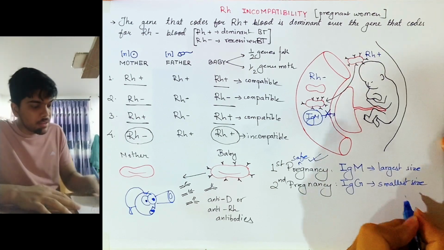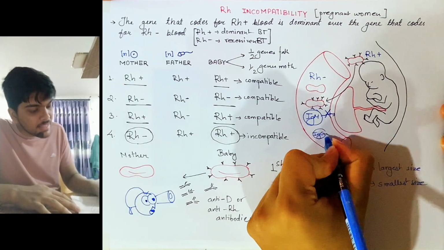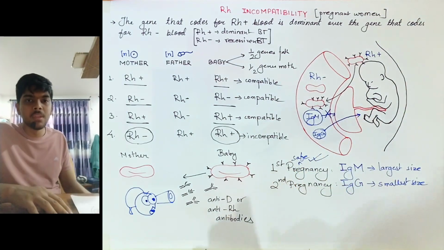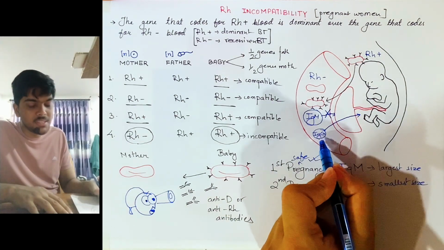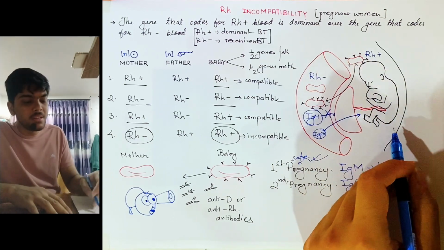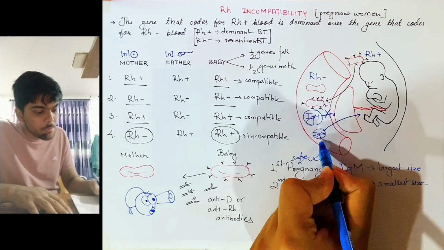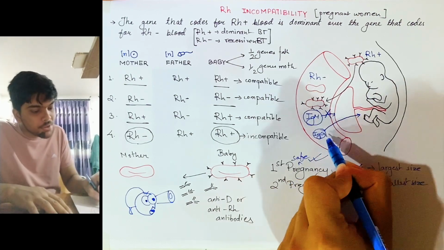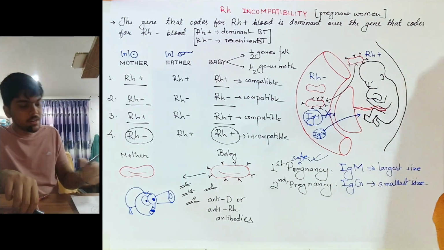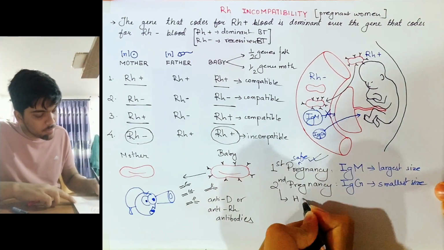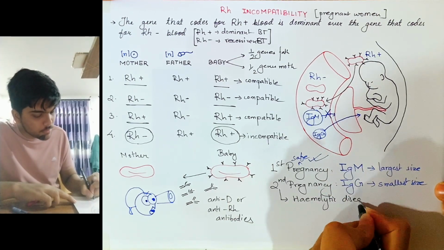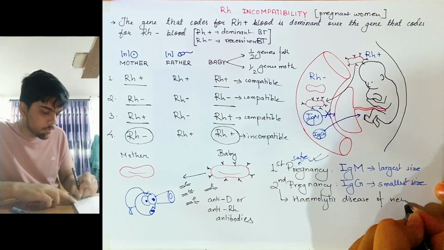Since they are small, immunoglobulin G can easily penetrate through the wall of the placenta and reach the baby. And guess what happens after immunoglobulin G reaches the baby? It destroys the blood cells, or the red blood cells, of the baby. Thus, the antibody immunoglobulin G enters the body of the fetus and destroys its RBCs. This leads to the condition known as hemolytic disease of newborn.